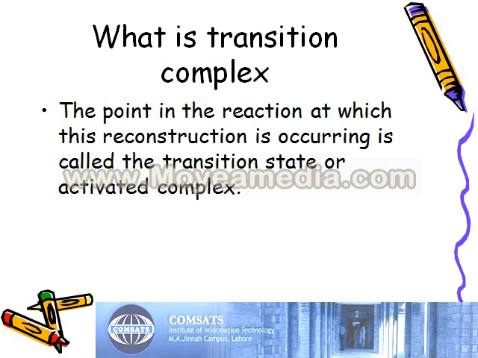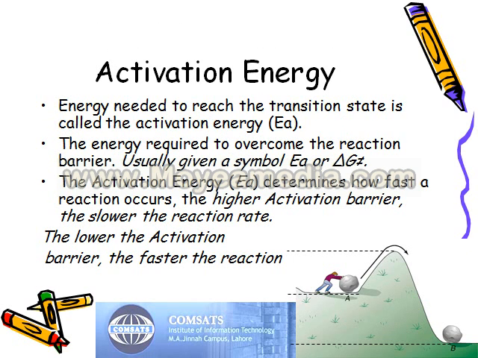So, what is transition complex? The point in the reaction at which this reconstruction is occurring is called the transition state or activated complex. The energy needed to reach the transition state is called the activation energy, and it is represented as EA or delta G. It is also defined as the energy required to overcome the reaction barrier.